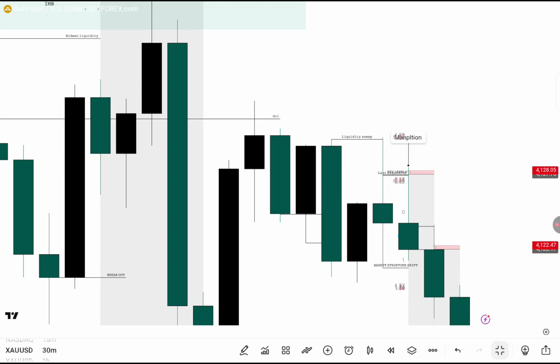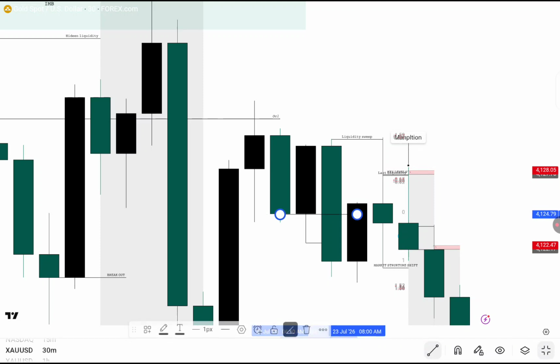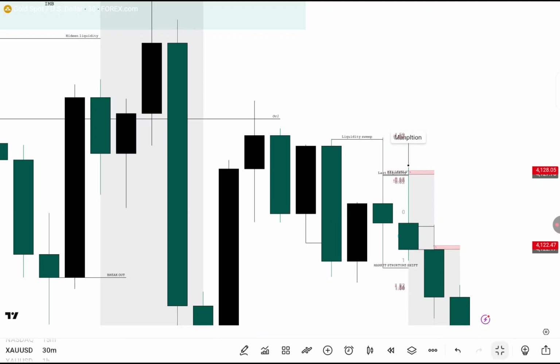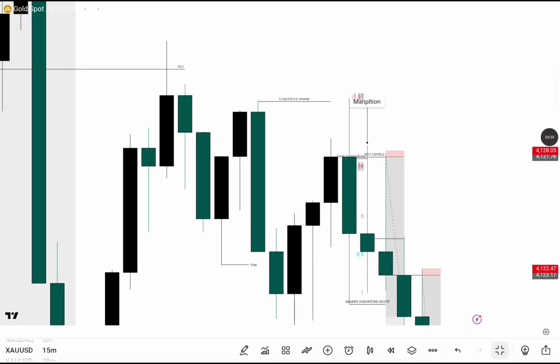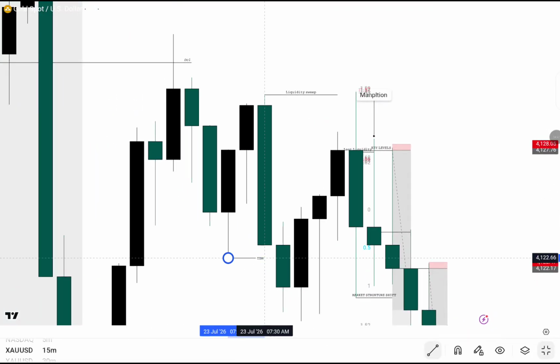If there is a QML in between here, you don't have to take a sell in between here if you don't have liquidity protecting the high of that QML. So now what are we looking at? We see that price has engulfed to this. We've got a market structure shift, correct? And let's see the 15-minute. 15-minute, this was your market structure shift here.